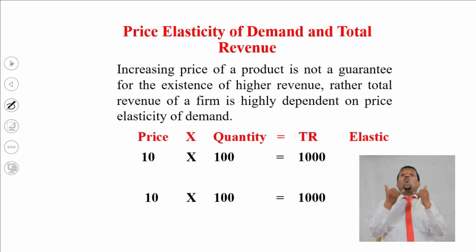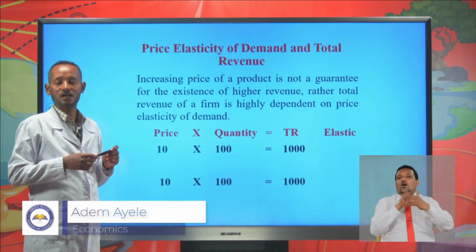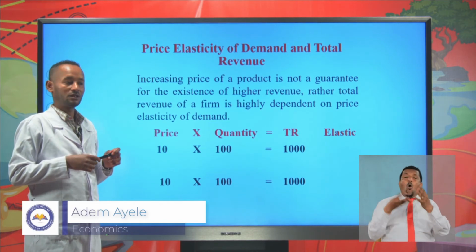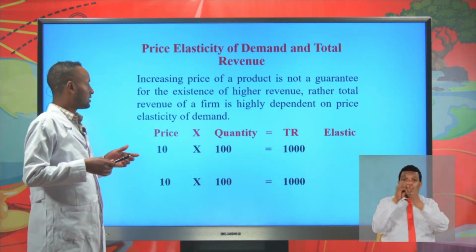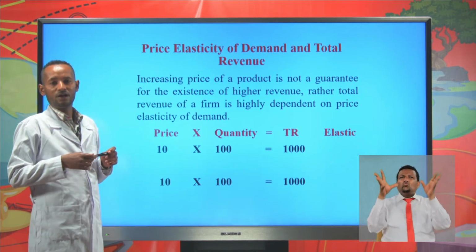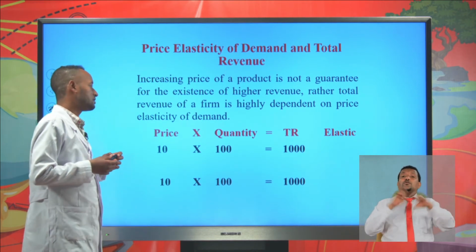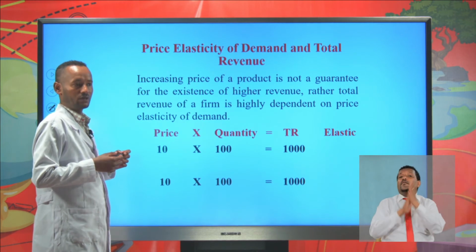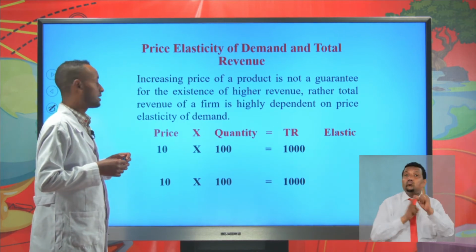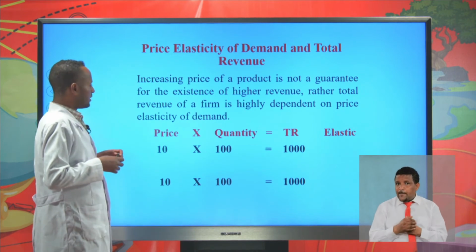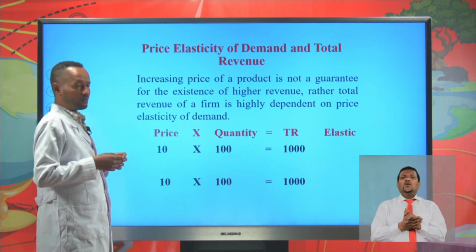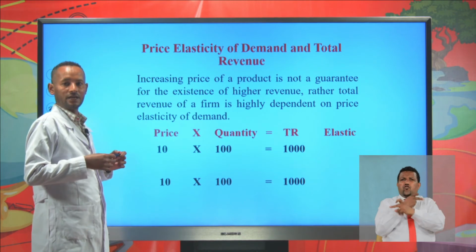Now let's see the price elasticity of demand and total revenue. An increase in price of a commodity is not a guarantee for the existence of higher revenue. By default, we thought that with an increase in price of a commodity, total revenue of the firm will increase. Rather, the total revenue of a firm is highly dependent on the price elasticity of demand. It's based on the buyer's response to changes in price of a commodity. Now let me show you the total revenue of the firm when the buyer is elastic, inelastic, and unit elastic.